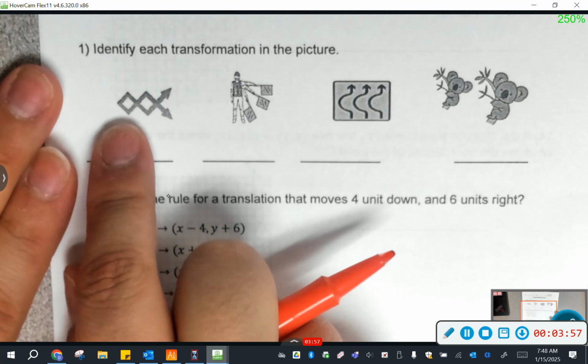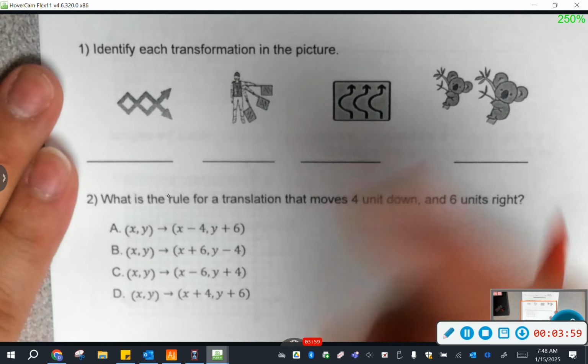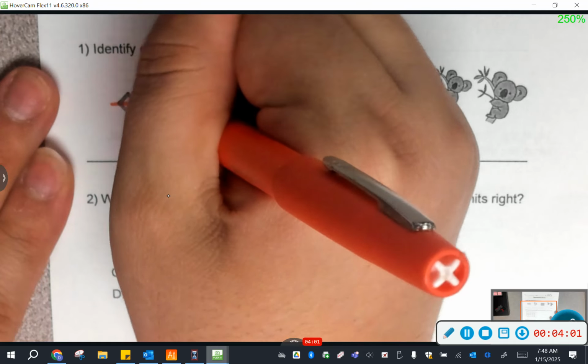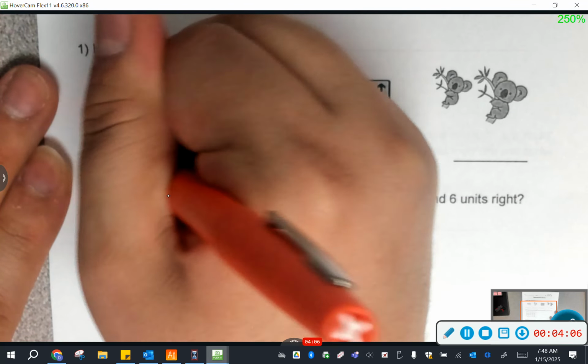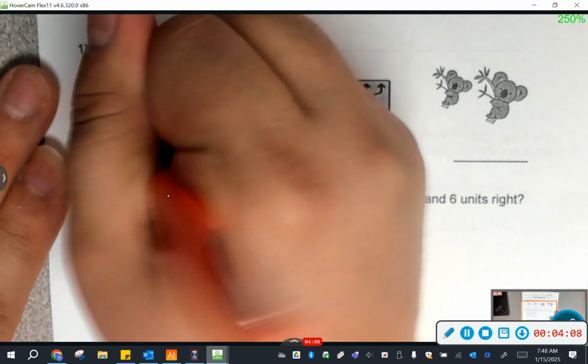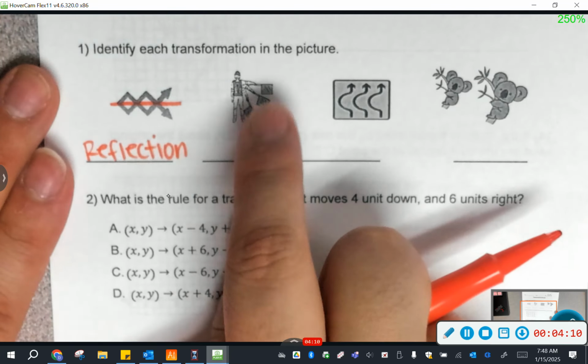What is this right here? It is a reflection. Do you agree the top and the bottom is exactly the same? It is a reflection. Be careful on this one.